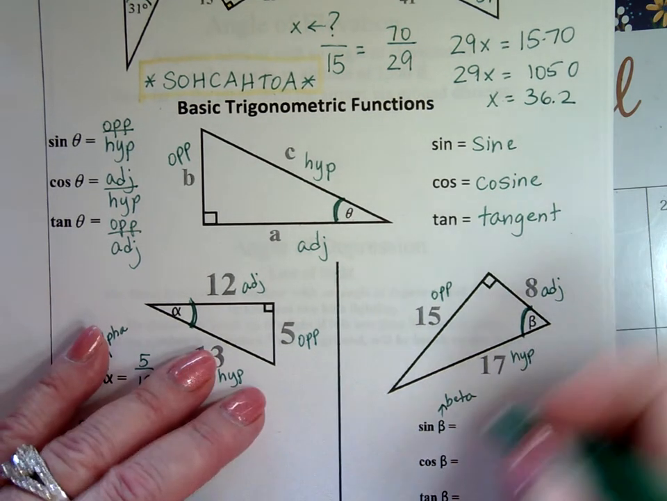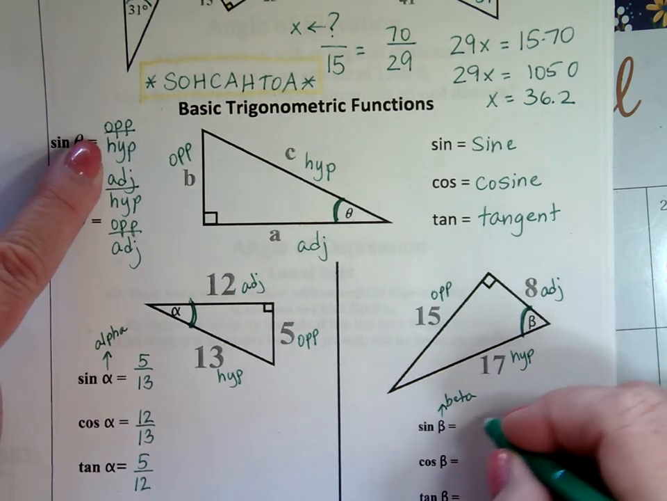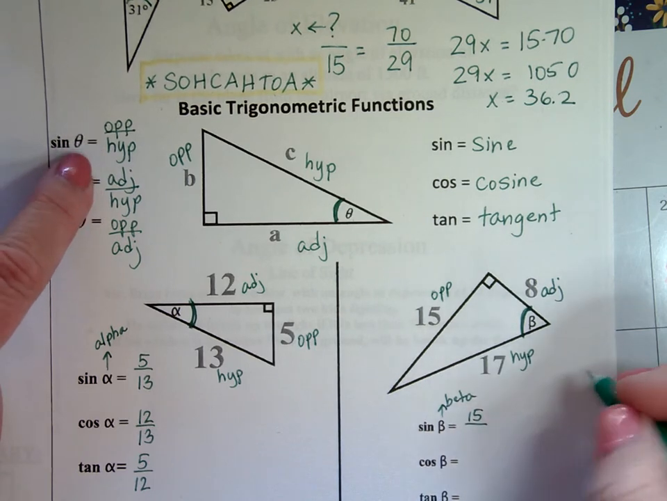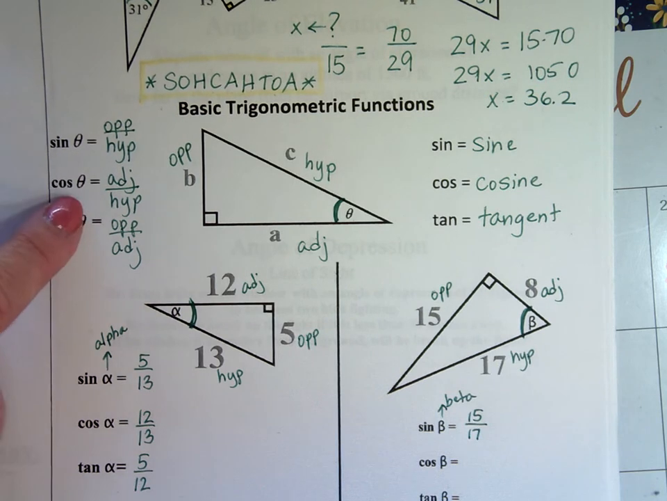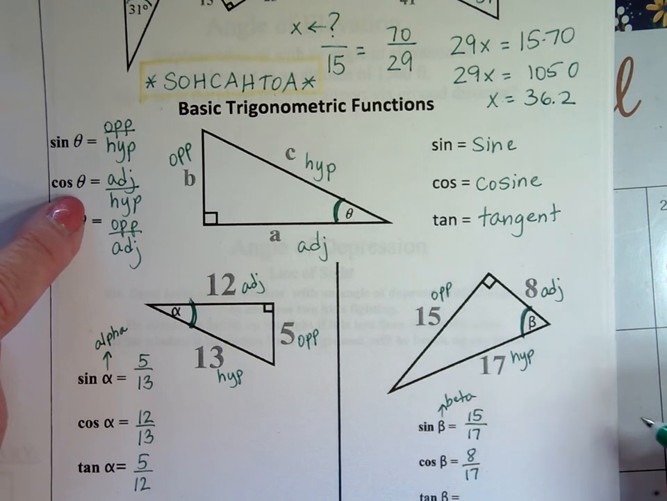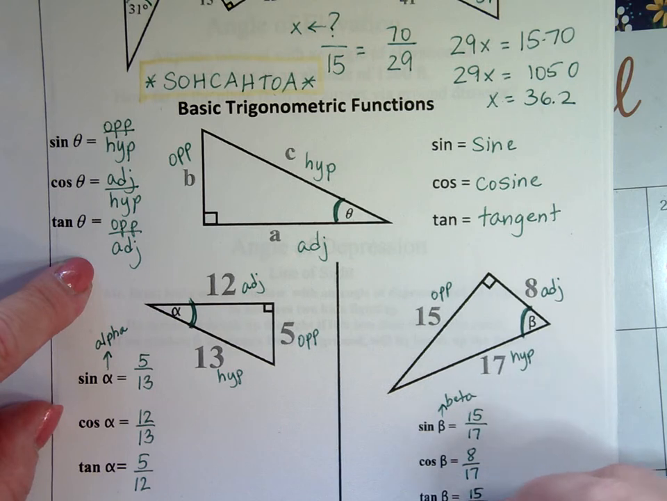So you've got sine is opposite over hypotenuse. We're still going back to our rules up here. Opposite is 15. Hypotenuse is 17. Next one is cosine, adjacent over hypotenuse. So that's going to be 8 over 17. Tangent's opposite over adjacent. Opposite's 15. Adjacent is 8.